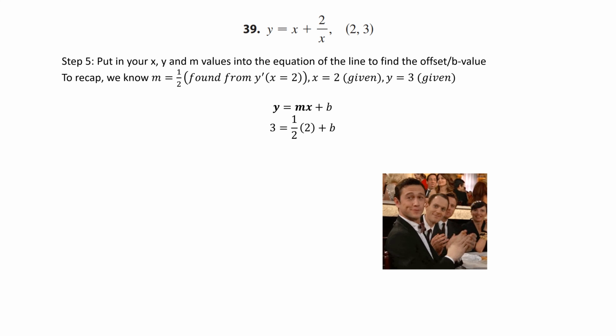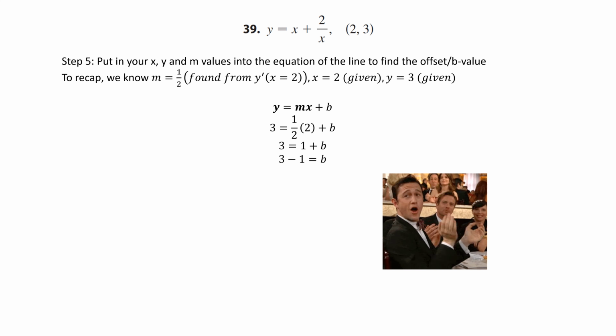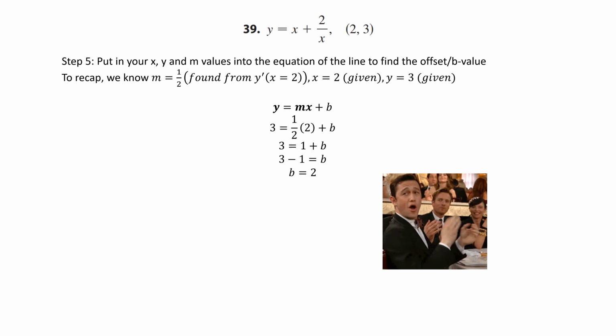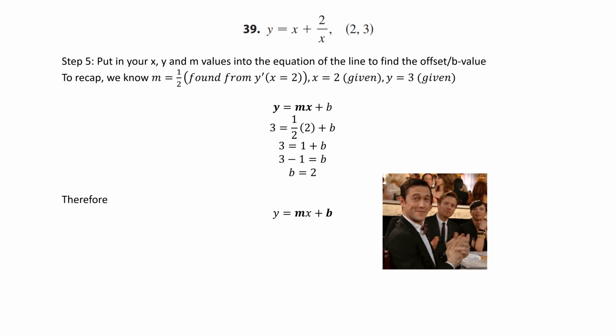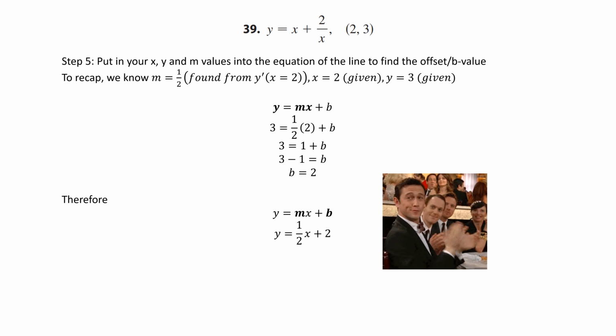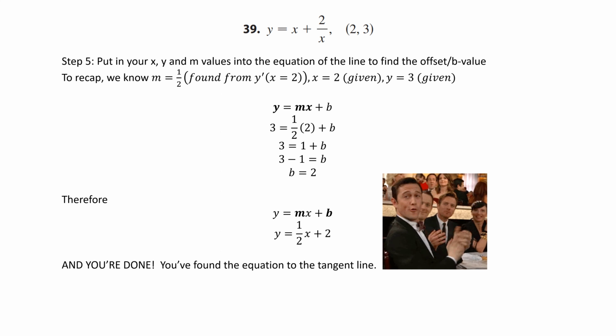So we know that 3 is equal to 1/2 times 2 plus b. 1/2 times 2 is just 1, so we can say 3 is equal to 1 plus b. If we move that 1 across the equal sign, it's a subtraction, so 3 minus 1 equals b. 3 minus 1 is, of course, 2, so you can just say that b equals 2. Therefore, if we go back to our equation of tangent line, we now know our b value. We already knew our m value, so we can just put those two in. m equals 1/2, so you have y equals 1/2 x plus your b value, which was 2. And there you go, you're done. You found the equation to the tangent line. That's all there is to it.